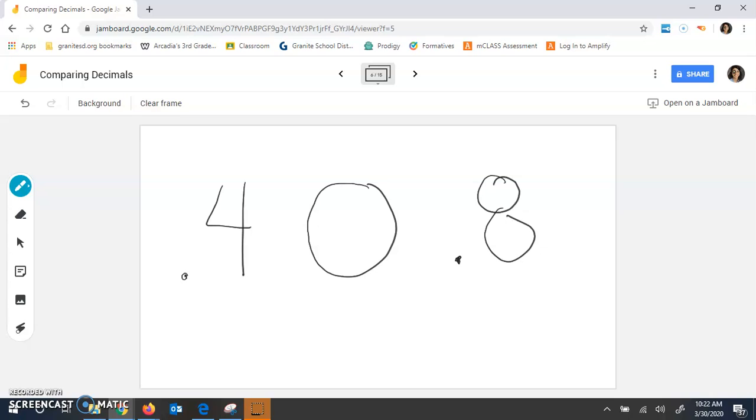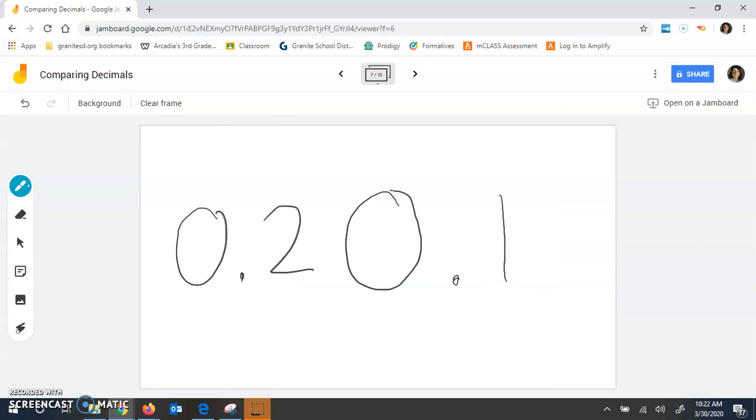Same with this one. This one doesn't have any zeros here, so we just look after our decimal and then our exact same place value, which is our tenths here. So we have 4/10 and 8/10. My 4 is less than my 8, therefore 4/10 is less than 8/10.